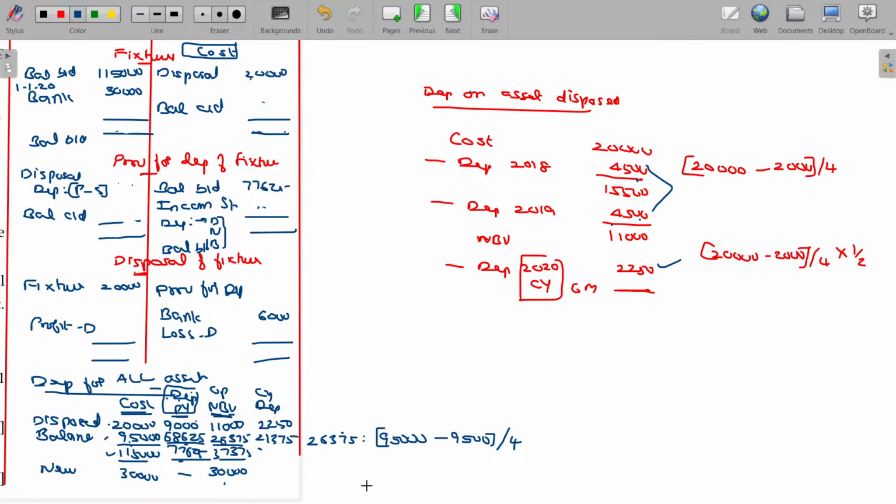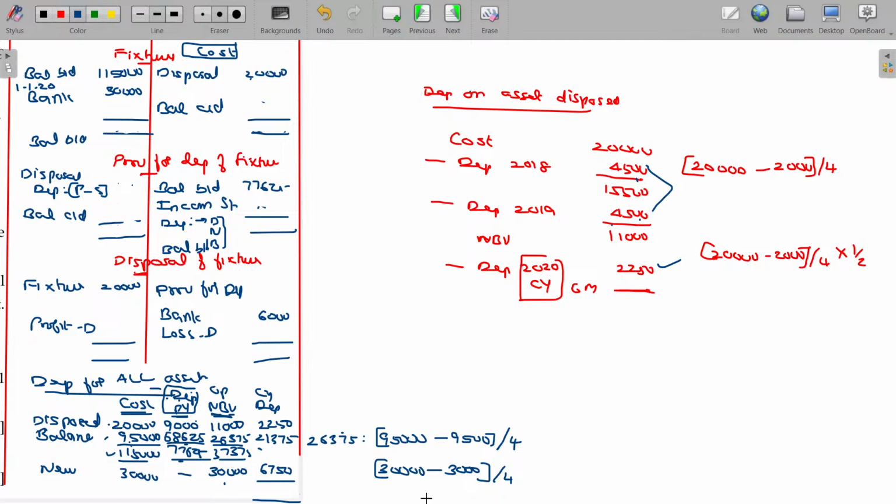And finally, for the new asset purchased for 30,000, the depreciation, with residual value 10% at 3,000 and life being 4 years, I have to divide by 4. So 30,000 minus 3,000 divided by 4. This value is 6,750. Clear? Now find out the total depreciation of all the three assets.